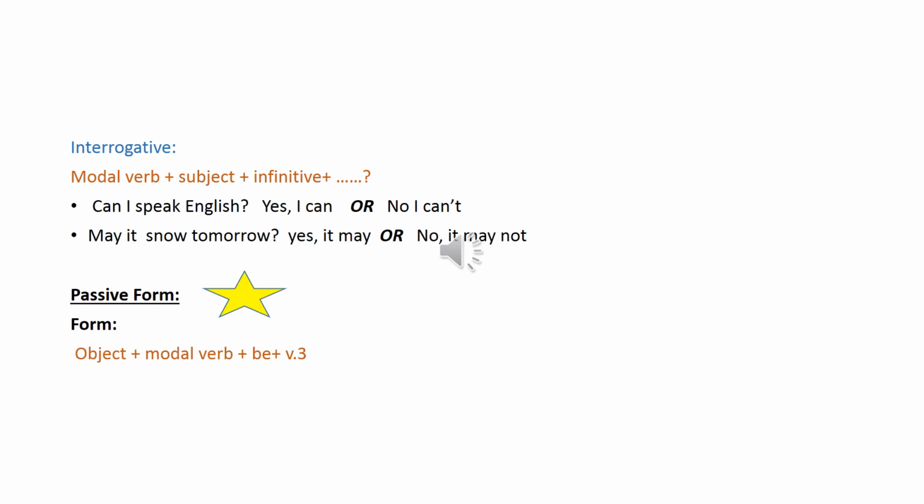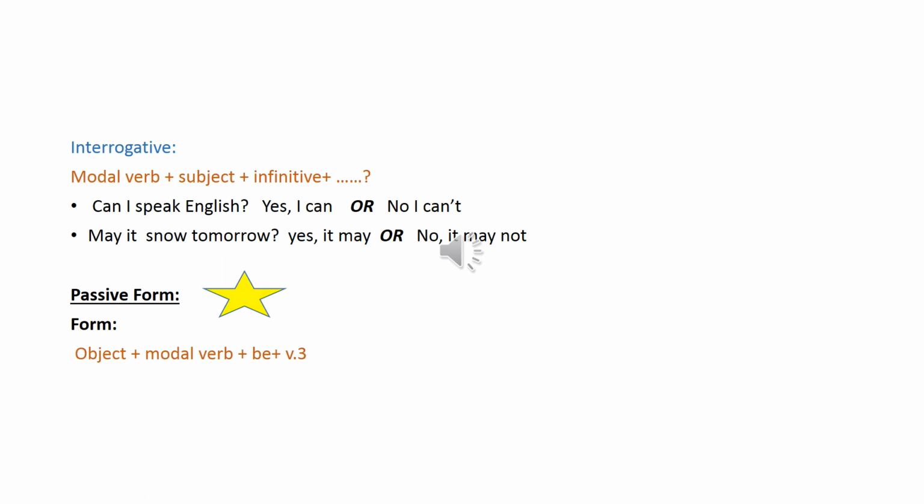I start the sentence with the modal may, then the subject it, then the infinitive form of the verb snow, then the rest of the sentence tomorrow. Tomorrow is adverb of time، يعني هو تعبير expression بيعطيني دليل للوقت، إنه tomorrow, it's not today. How can I answer? Yes, it may, or no, it may not.